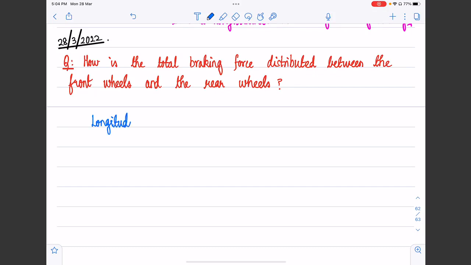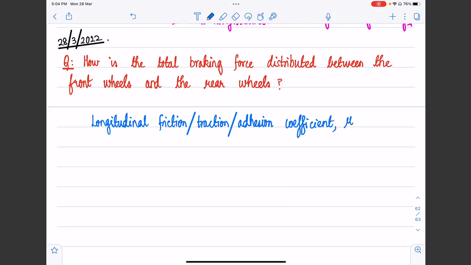The first term which I'm going to define is called the longitudinal friction, or some people call it the traction, or the adhesion coefficient, mu. This mu is different from the mu which was used as a symbol for the brake friction lining coefficient, so that's why we use a different subscript there. This mu is defined as Fx divided by Fz.